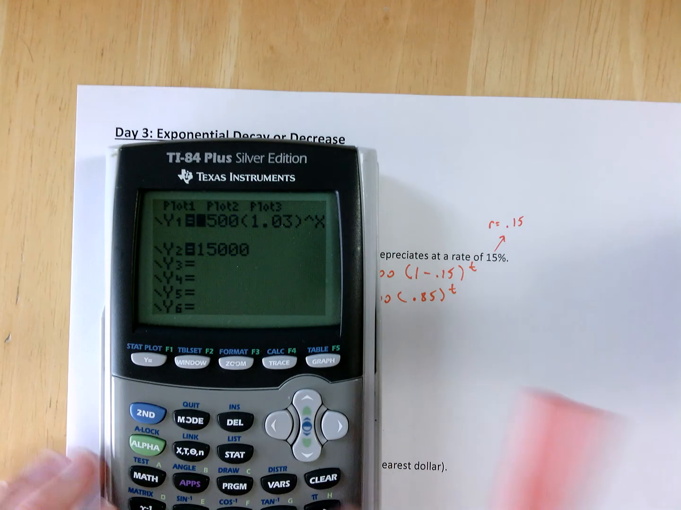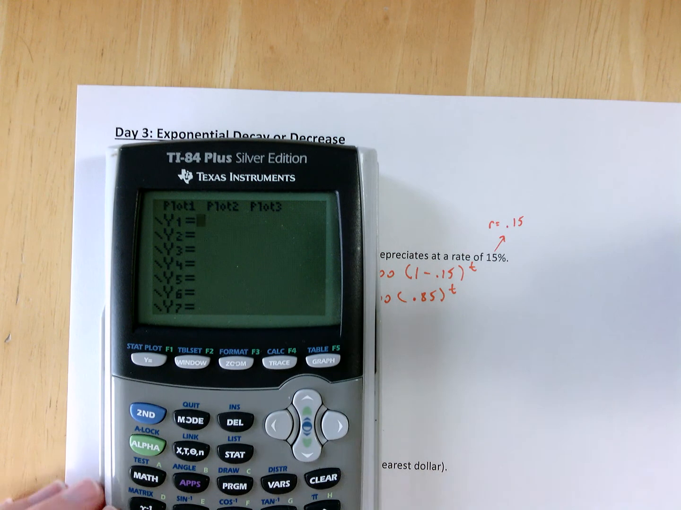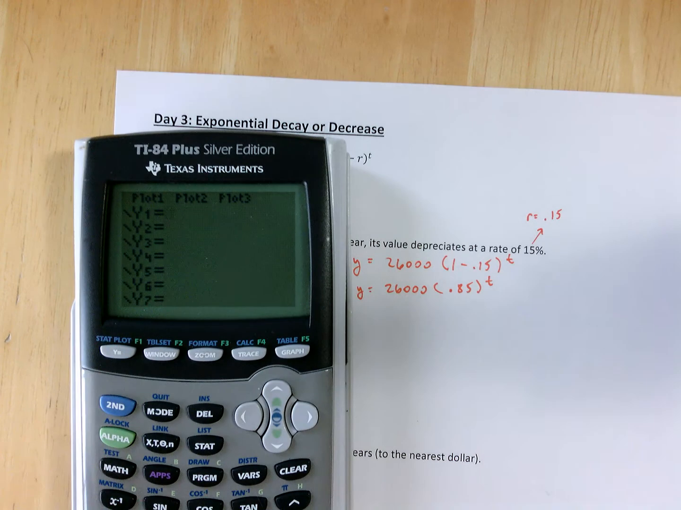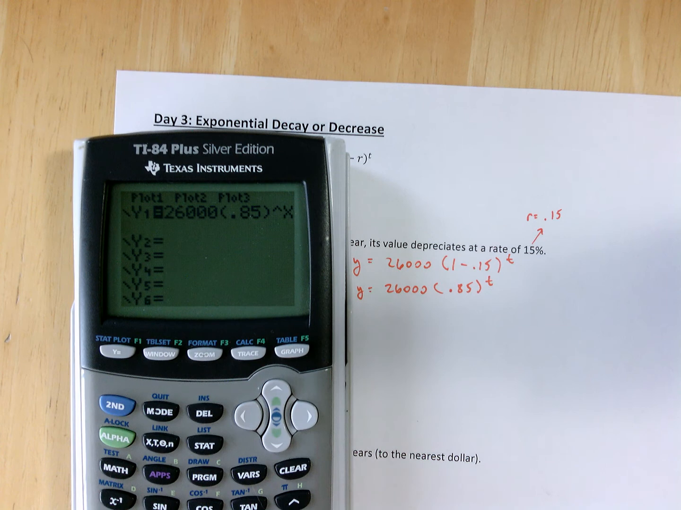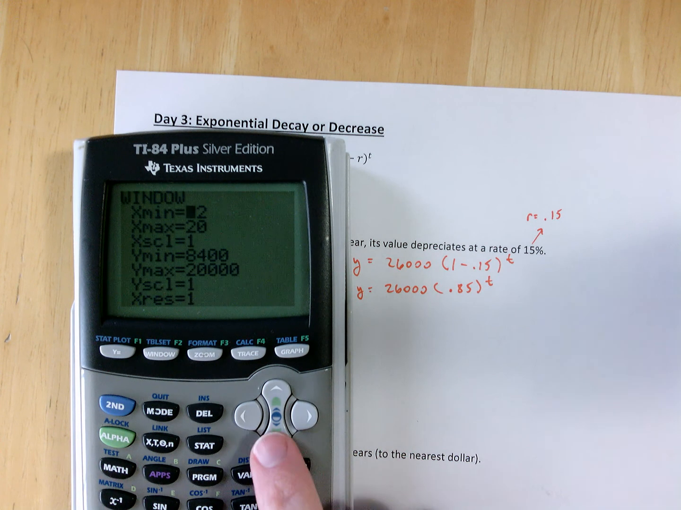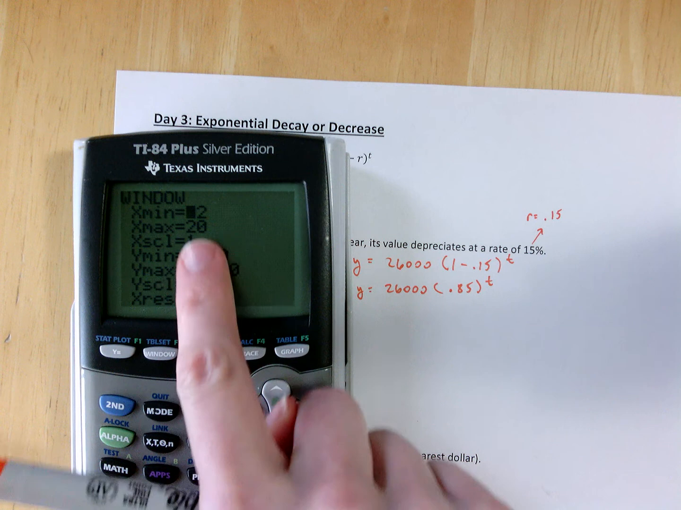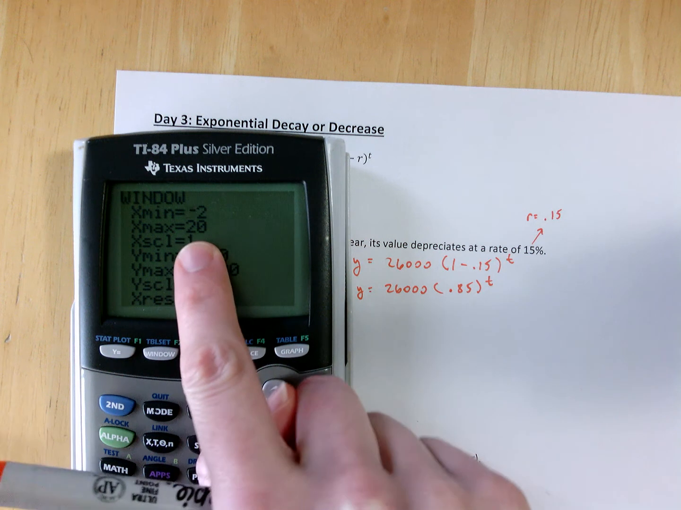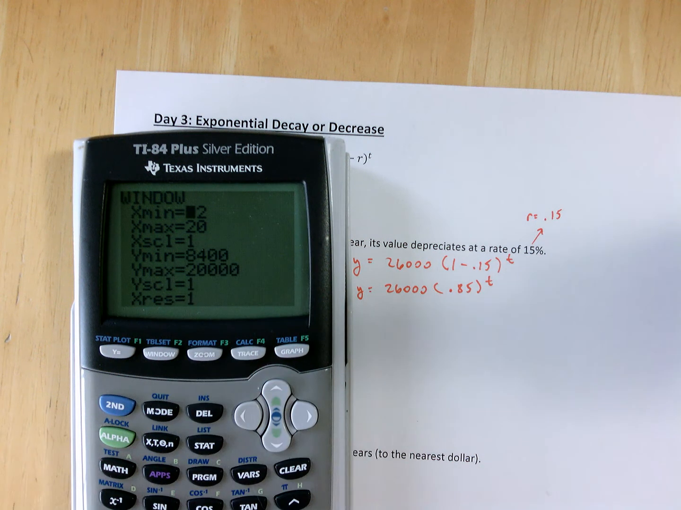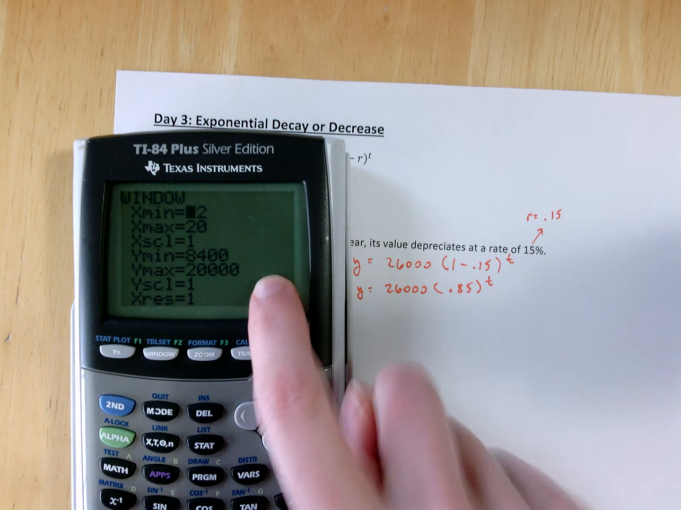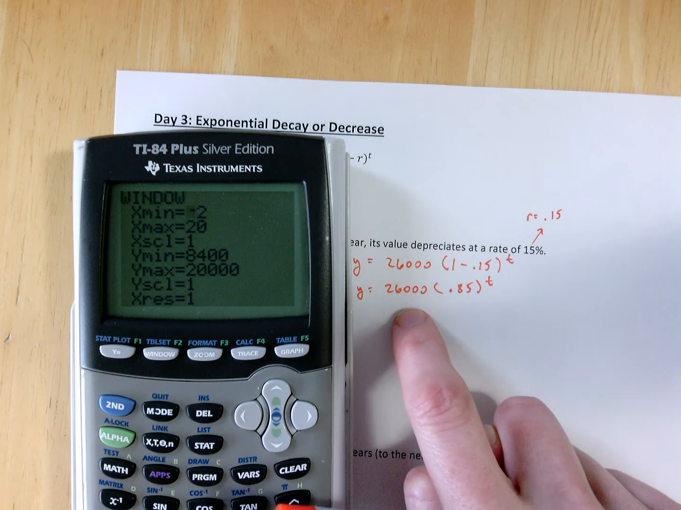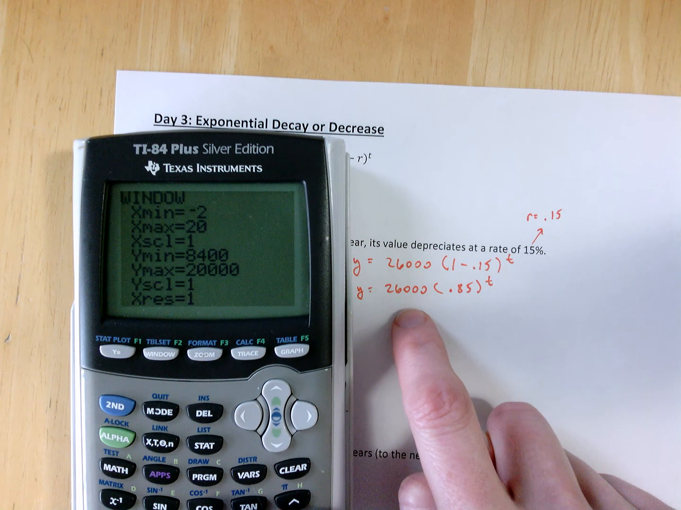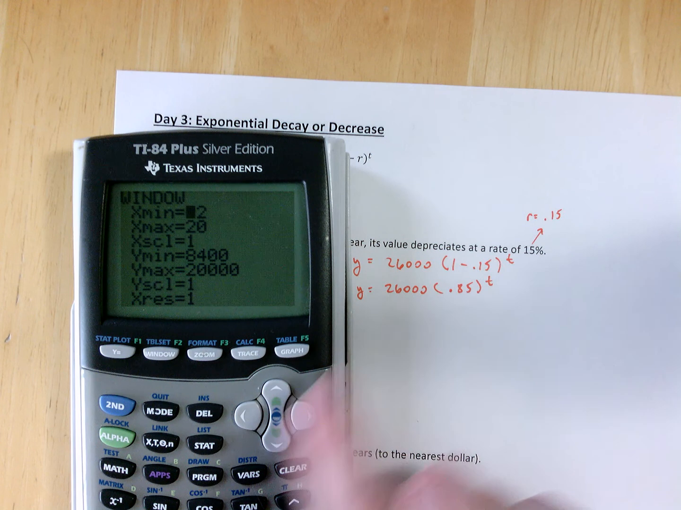So I'm going back to my calculator, y equals 26,000 times 0.85 raised to the x power. All right, and now let's think about our window. So we're looking at time again. So going from -2 to 20, that's fine, 20 years, sure. But in terms of my y's, now the value of the car is starting at $26,000, and then it's going down from there, it's decaying.